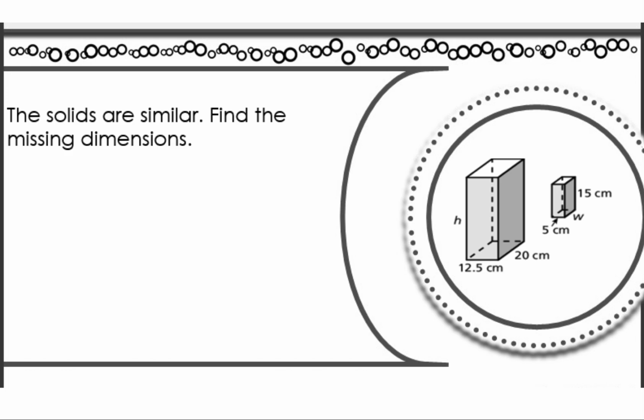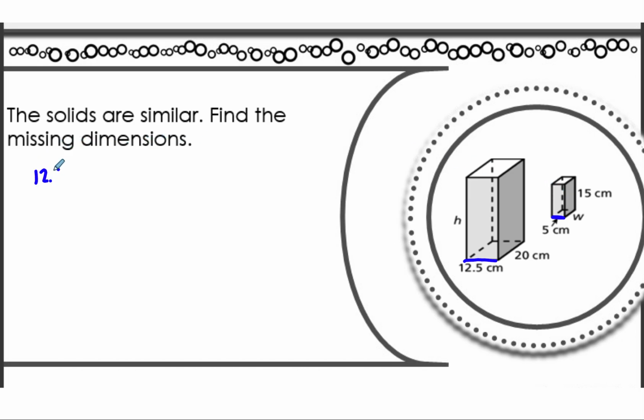Okay, let's check our answers. So for this one, it's actually two problems because there are two letters here that are missing. The height of the larger prism and then the width of the smaller prism. So we are going to set up ratios for our sides, and I need a common side, which would be this one, which is the length. This first part is available on both shapes.